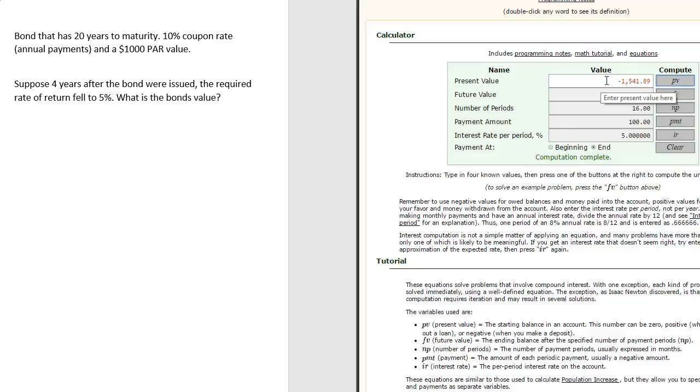What that does is, if you notice that it's $1,541, the par value is 1,000. Boy, it's a lot more expensive than what it says on the face of the bond. Why is that? Why is it more expensive? Think about it for a moment. It's selling at what they call a premium because it has a higher interest rate than what's really required.